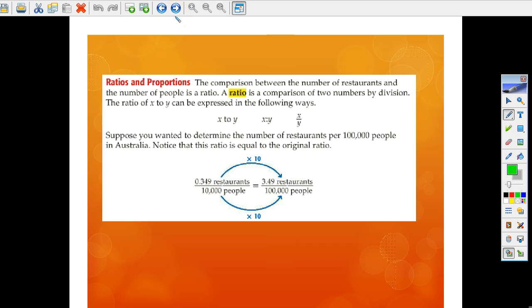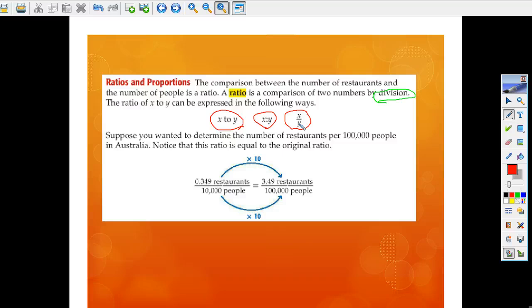Okay, ratios and proportions. The comparison between the number of restaurants and number of people is a ratio. A ratio is the comparison of two numbers by division. So it's using division to compare two numbers. The ratio of x to y can be expressed in the following ways. So you can write it three different ways. You can say x to y, you can write the word "to", or you can use the colon, x:y, or you can put x over y. These are all ways that you can express the same ratio.